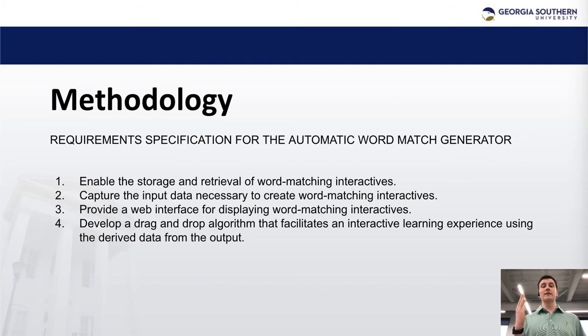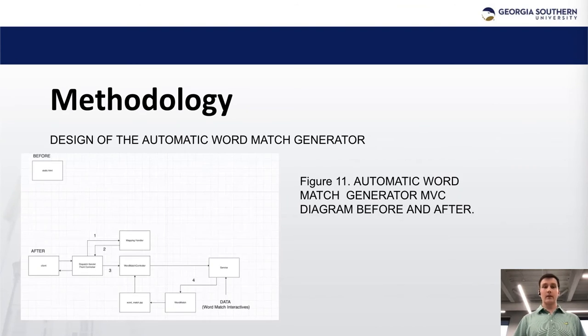Number 4, develop a drag and drop algorithm that facilitates an interactive learning experience using the derived data from the output. Figure 11 shows a before and after picture of the automatic word match generator. In the top left, we have the first example, which was just simple HTML and JavaScript. In the bottom, we can see a full-scale custom 3-tiered application, which was created specifically for developing word matching interactives.